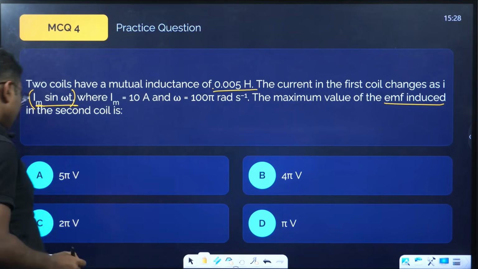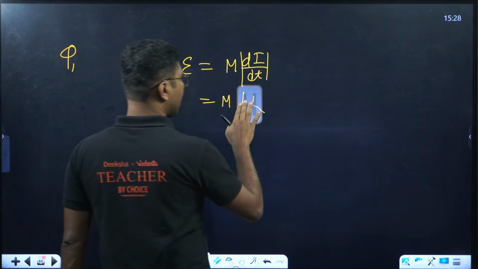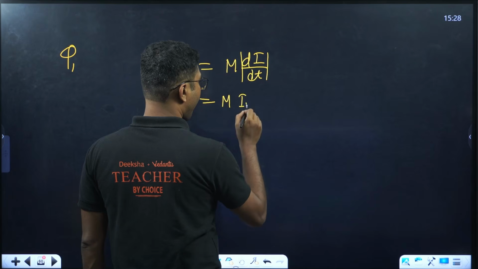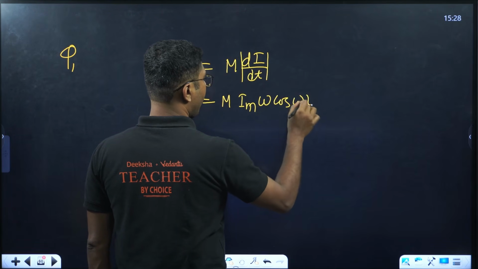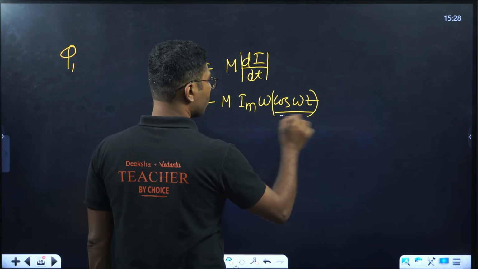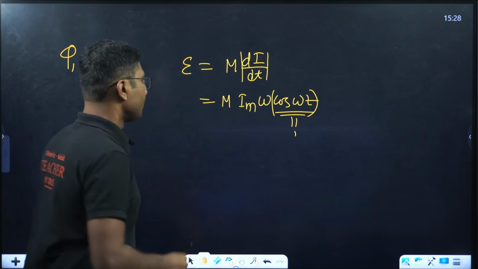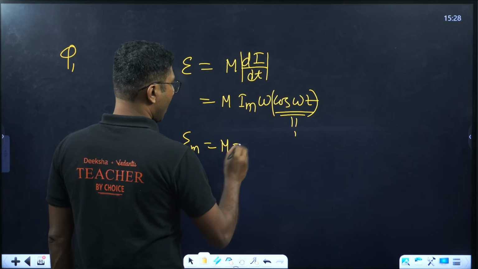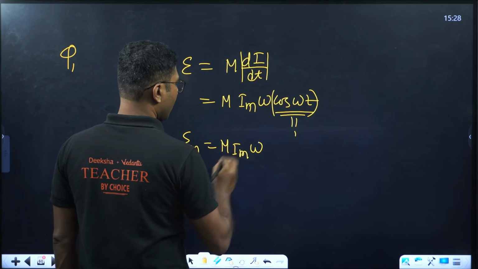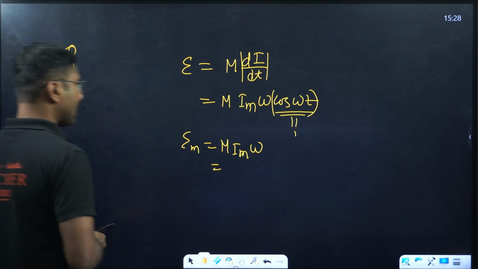So sin omega t differentiation is omega cos omega t. Okay, maximum value is when cos omega t equals 1. So maximum EMF is given by M Im omega. Okay, so maximum EMF is M Im omega.